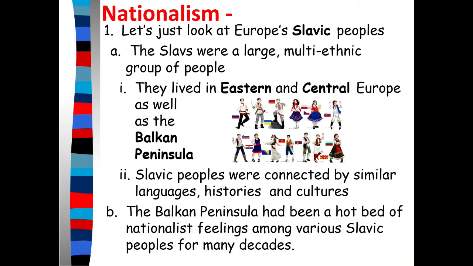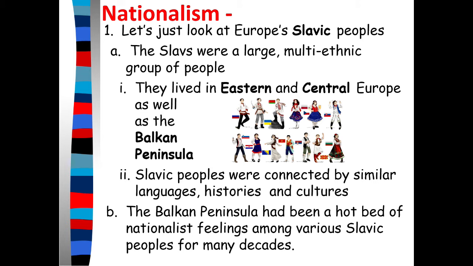Let's look at one cultural group. Let's look at Europe's Slavic peoples. The Slavs were a large, multi-ethnic group of people. They lived in Eastern and Central Europe as well as the Balkan Peninsula. Slavic peoples were connected by similar languages, histories, and cultures.